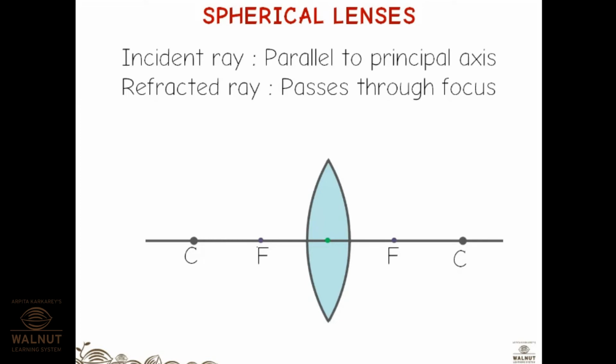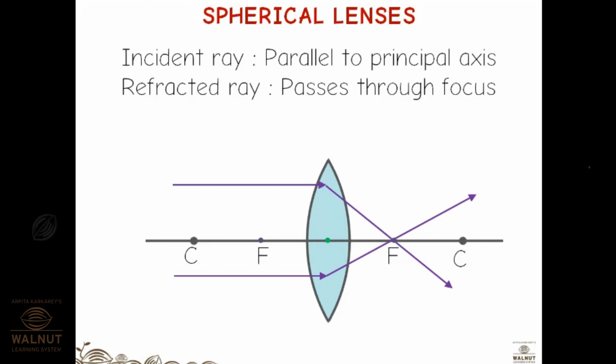Now, the rule for the convex lens. Incident rays which are parallel to the principal axis, these refracted rays are going to pass through the focus which will be in front of the lens. Okay, have you understood the difference between convex and concave lens?